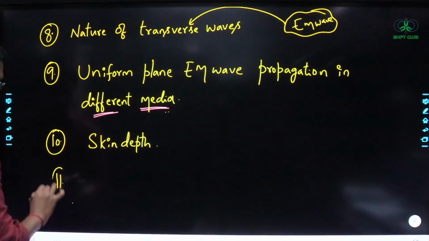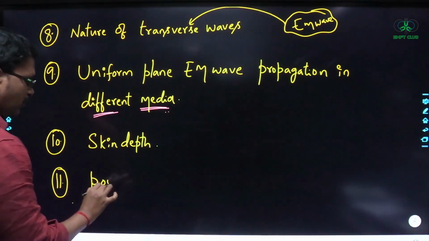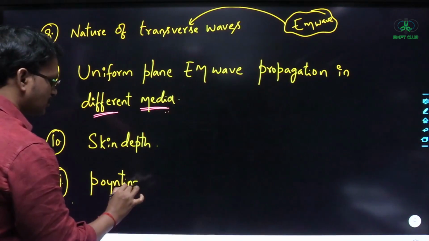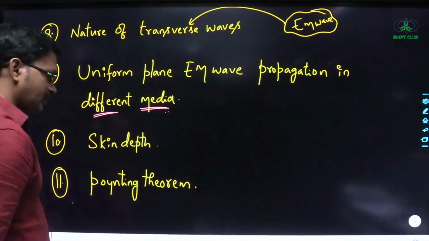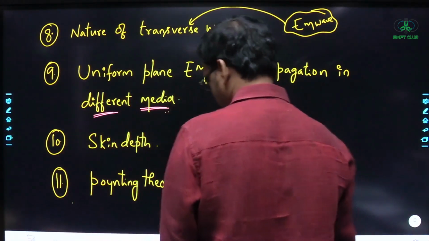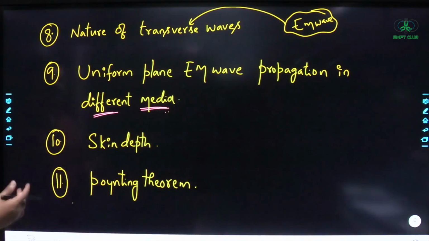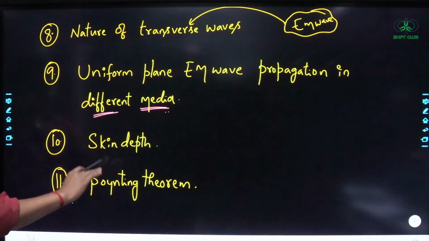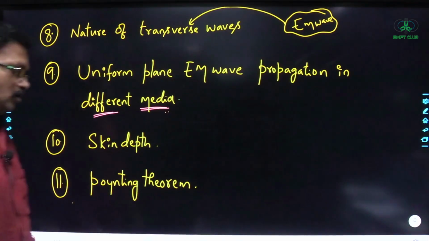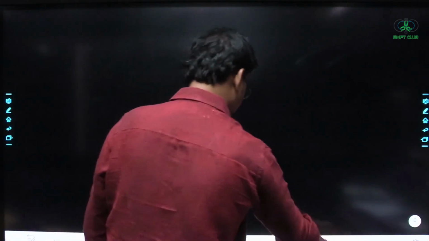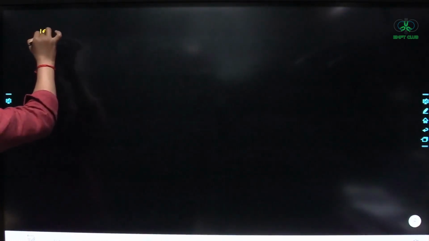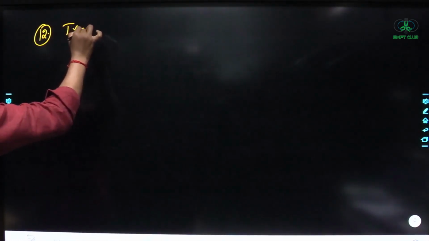Next, the 11th topic is Poynting theorem. So next one is the Poynting theorem, right? So this is the 11th topic. Note down all these topics, right? The 10th topic is skin depth, the 11th topic is Poynting theorem. Next one here: the 12th topic. I think we have completed 11 topics. The name of the 12th topic is transmission lines.